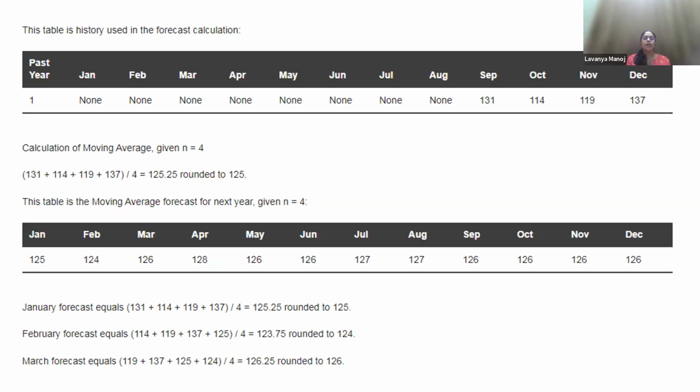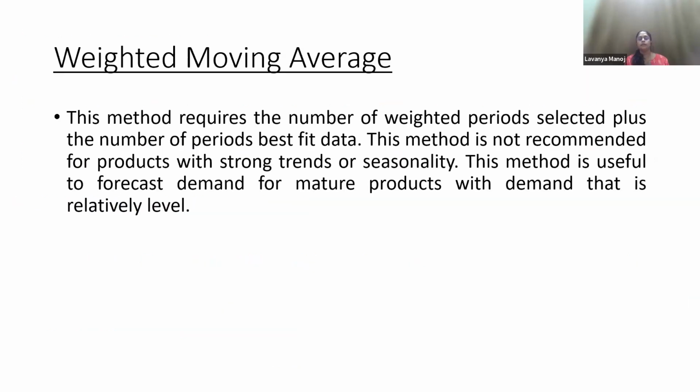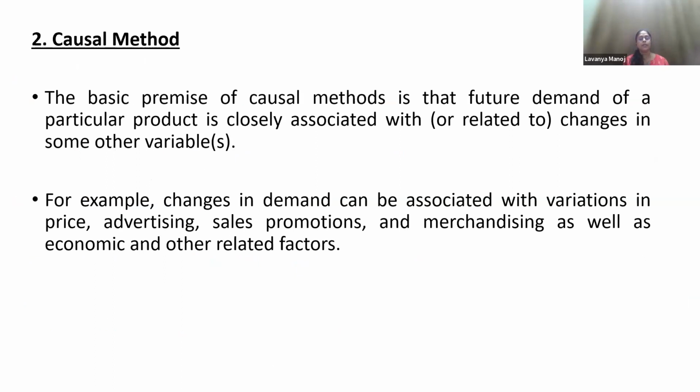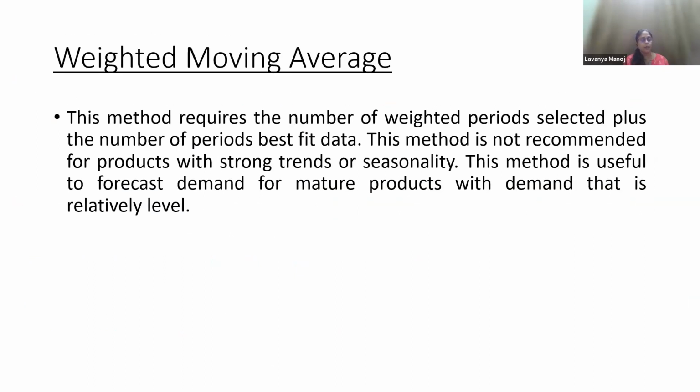So the weighted moving average is something where, again, as I said, the seasonality or the sudden trend will not be taken into consideration. In that case, I will be completely avoiding the month where the trend has happened. I'll be taking the other months where the trend has not happened, and calculating the present month's or the next month's average sales.